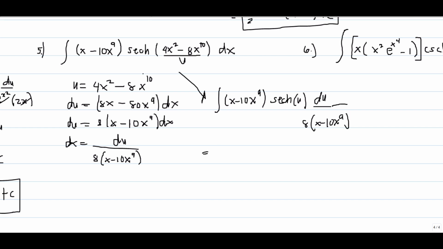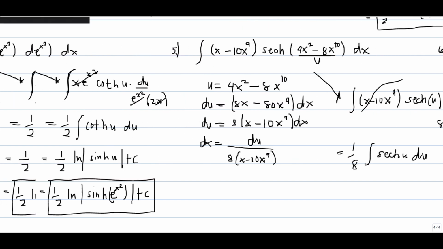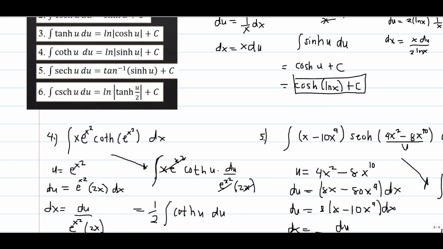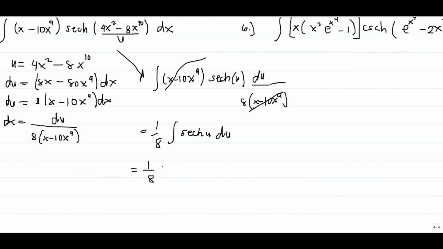So again, as you can see in the problem given, this would be cancelled out. Therefore 1 over 8 the integral of sech u du. Again, the integral of sech u du equals tan inverse sinh u plus c. So this would be 1 over 8 tan inverse sinh u, plus c.